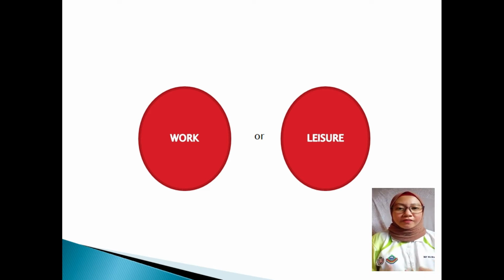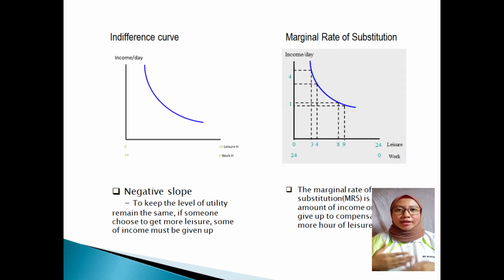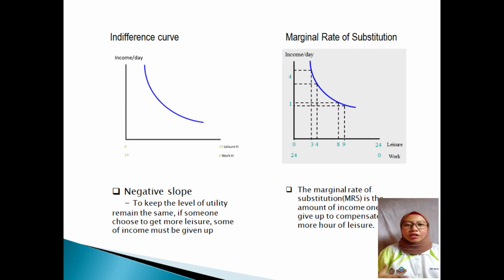So, we can identify whether a person prefers to choose work or leisure from several perspectives. The first perspective is the indifference curve. As we can see, the curve shows a negative slope. That means to keep the level of utility the same, if someone chooses to get more leisure, then some of the income must be given up. From the curve, we can see on the very top of the descending curve, there is a lot of income but very little leisure. That means individuals are willing to give up a lot of income for a little free time.